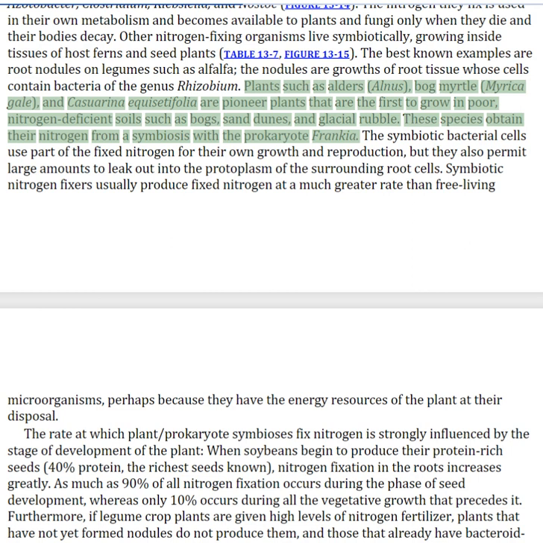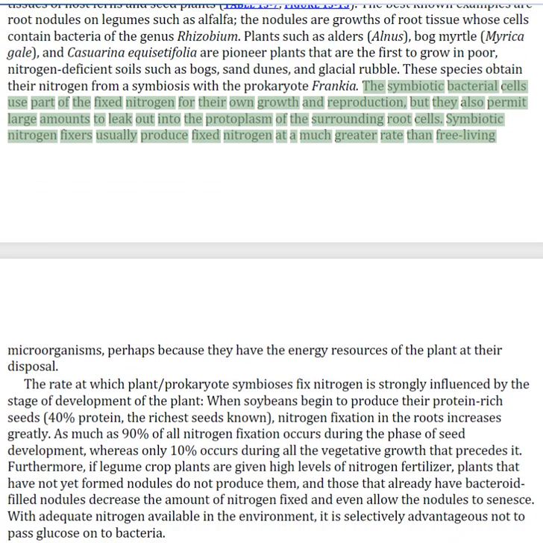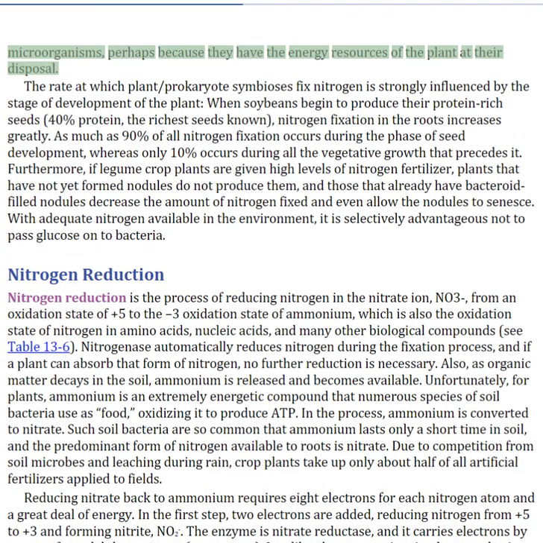These species obtain their nitrogen from a symbiosis with the prokaryote Frankia. The symbiotic bacterial cells use part of the fixed nitrogen for their own growth and reproduction, but they also permit large amounts to leak out into the protoplasm of the surrounding root cells. Symbiotic nitrogen fixers usually produce fixed nitrogen at a much greater rate than free-living microorganisms, perhaps because they have the energy resources of the plant at their disposal.